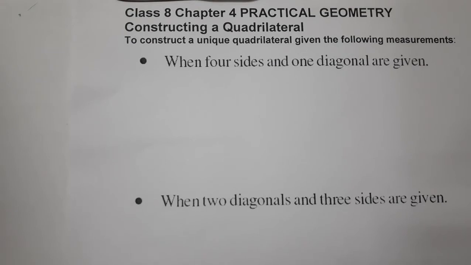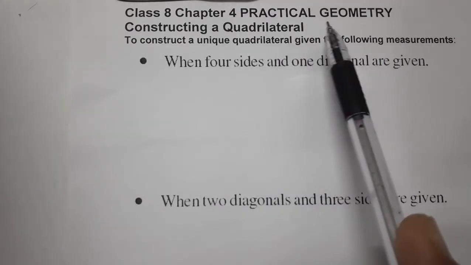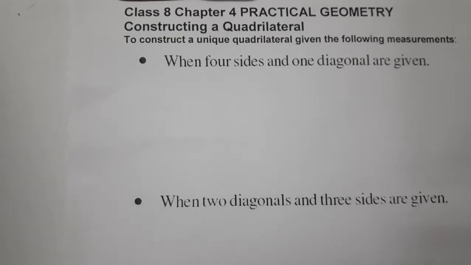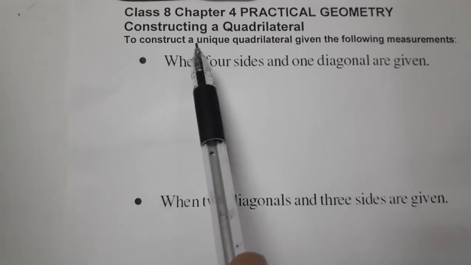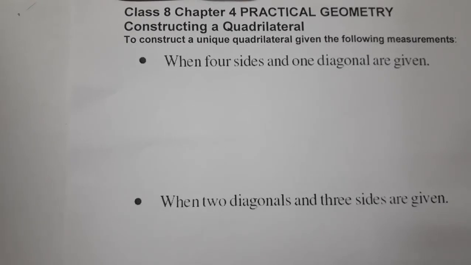So today we are going to start a new chapter, chapter number 4, practical geometry. And we are going to construct quadrilaterals. Children, in chapter 3 you studied understanding quadrilaterals. We have learned what quadrilaterals are and what the special types of quadrilaterals are. All this we have studied. Now it's our turn to construct quadrilaterals.